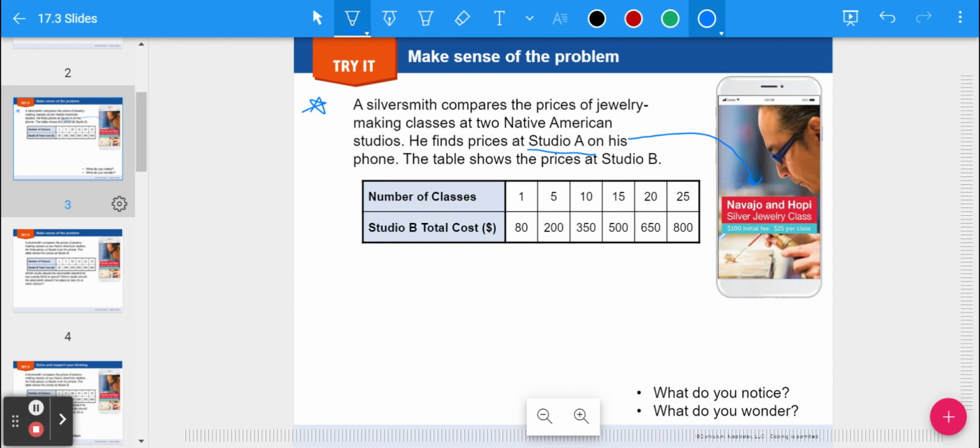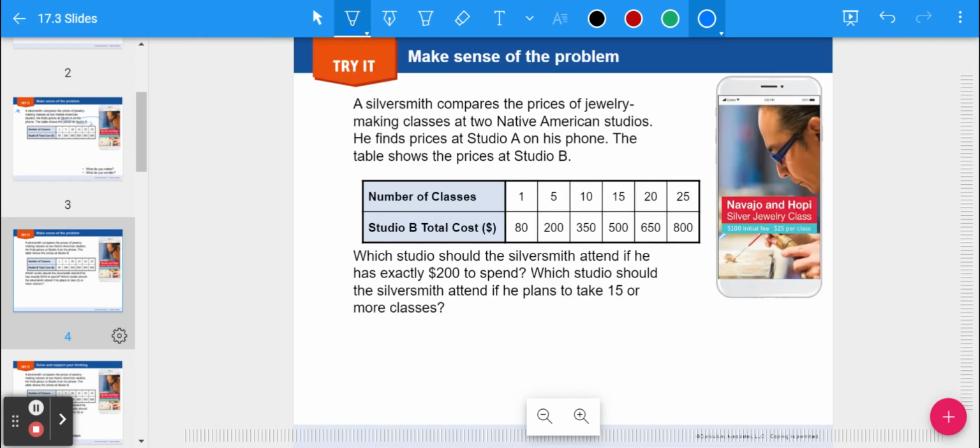All right, and Studio B is shown in the table where we have the number of classes and then the total cost. What do you notice about these? What do you wonder? I think the one on the phone is a little bit easier to figure out your initial value and rate, but you can definitely figure it out from the table.